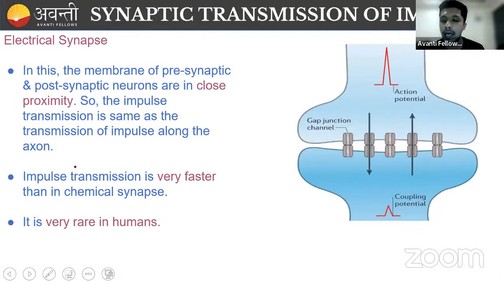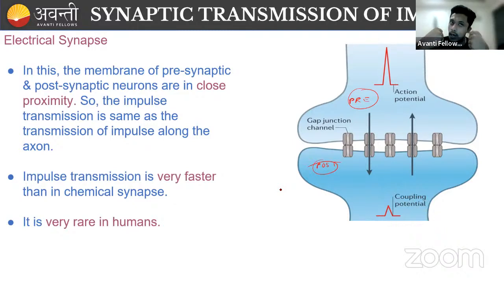When we talk about the electrical synapse, it is very rare in our body, and it is so quick. For an electrical impulse to be transmitted from one neuron to another, the impulse travels from a presynaptic to a postsynaptic neuron. Let us say this is pre and this is post. For it to travel from here to here, it cannot do so through an electrical synapse if the gap is too high.